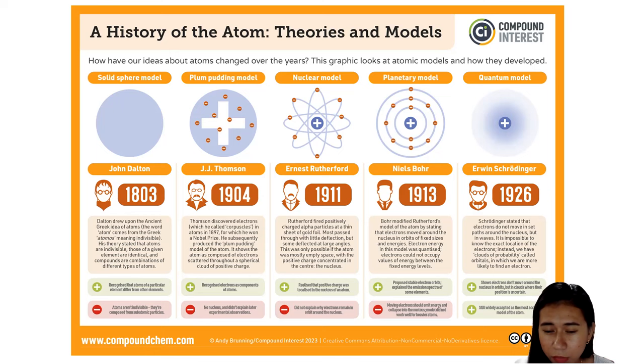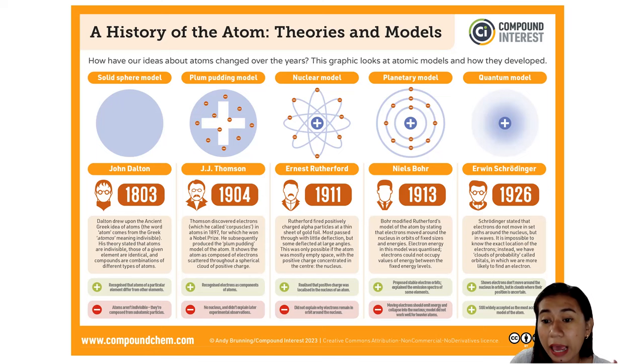Bohr modified Rutherford's model of the atom by stating that electrons moved around the nucleus in orbits of fixed sizes and energies. Electron energy in this model was quantized. So, meron ng distinct na orbit, merong distinct energy level. Now, tandaan, kay Niels Bohr, the farther the electrons from the nucleus, the greater its energy. The greater the energy carried.